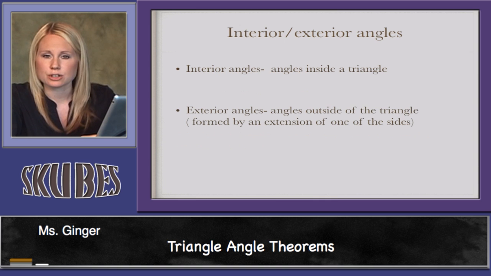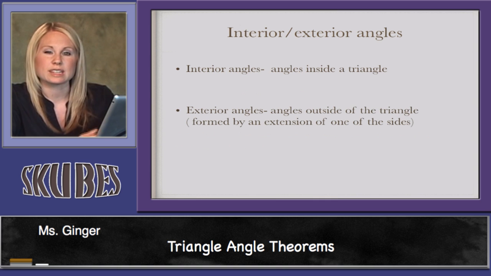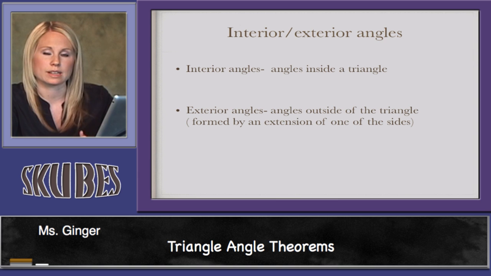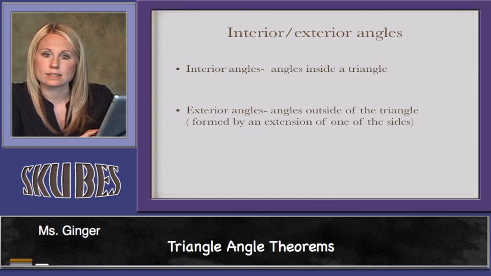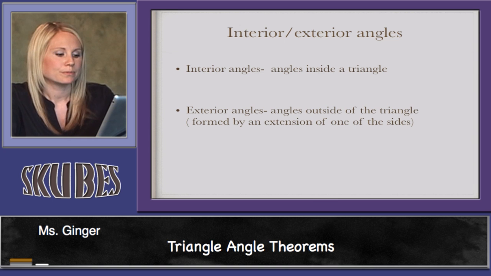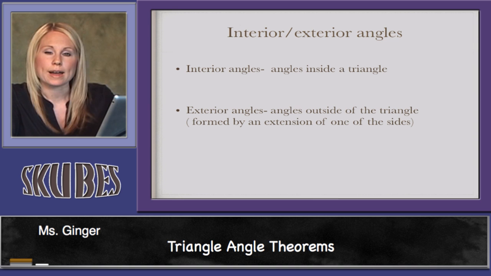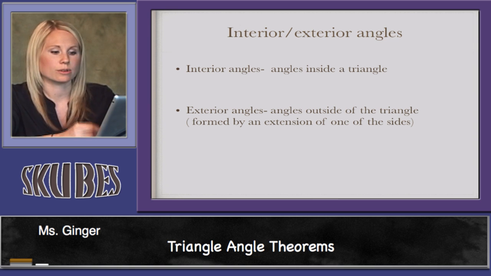Alright, interior and exterior angles. When we think about the terms interior versus exterior, we're thinking inside versus outside. So interior angles in a triangle are going to be those inside the vertices of the triangle. Exterior angles are actually those formed by extensions of the side lengths, and they are going to be outside the triangle.